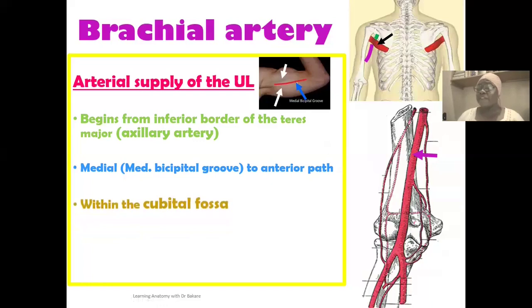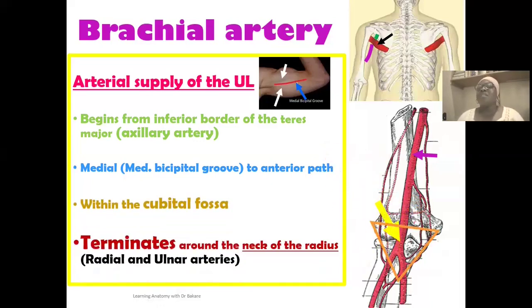So within the cubital fossa, the brachial artery is seen to finally terminate just around the neck of the radius. So let's try and put this image in its correct anatomical position. This is the medial side and this is the lateral side. And this is important for us to easily establish the different arteries that the brachial artery will finally terminate into.